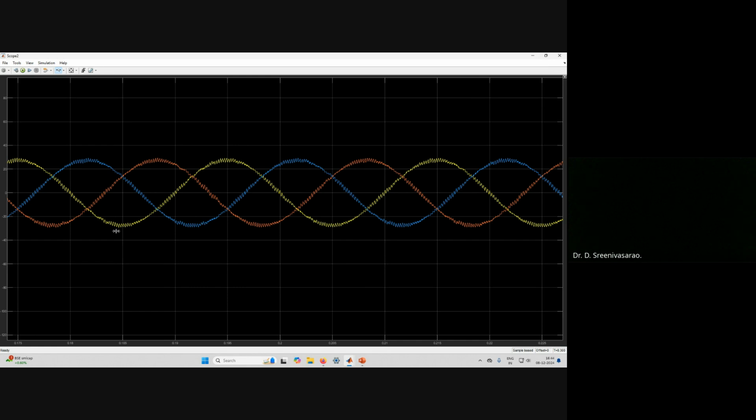Right? You can see some small switching is there, right? So you can easily suppress this by slightly increasing the inductor size, or else slightly increasing the PWM frequency or carrier frequency, so that will suppress this.